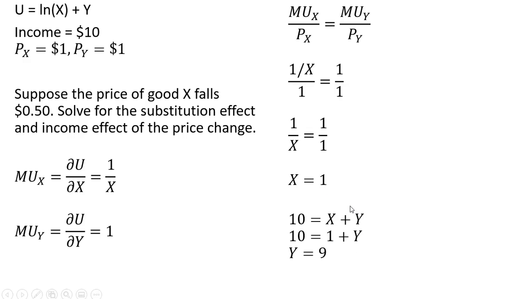So that is our utility maximizing consumption bundle at our initial prices, 1 unit of good X and 9 units of good Y. And the level of utility at that consumption bundle is just going to be 9. The natural log of 1 is 0, so utility equals 9.